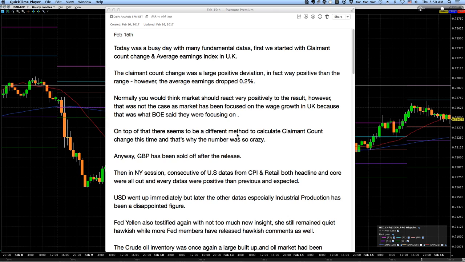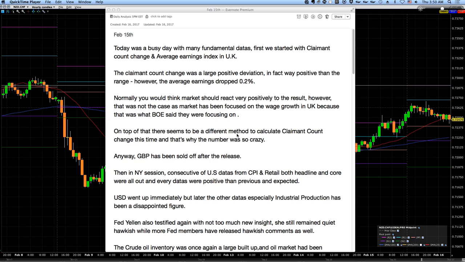So for example, the claimant count change was a large drop, which is very good for the job market. However, the Bank of England had said before that they are focusing on the wages, right? They want to see whether wages can grow in spite of the inflation. However, that was not the case today. So that was a bit of a worrying sign, and that's why the pound was sold off after the release of the data.